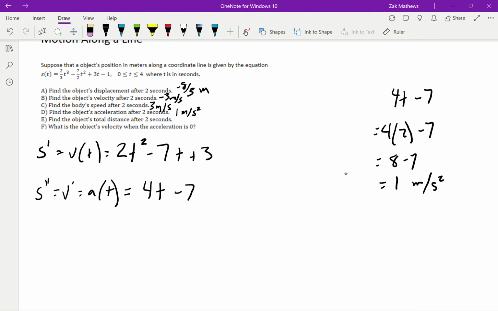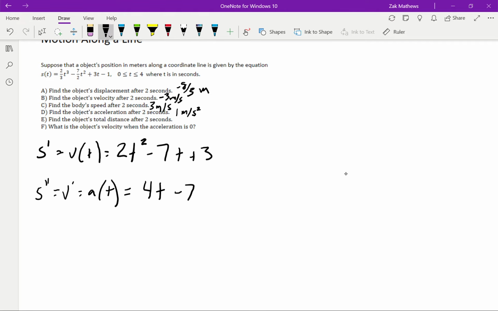Acceleration is also a vector, so you will always keep its sign with it. It does matter if you're accelerating versus decelerating. There's not a speed equivalent of acceleration. If you were asked for the magnitude of the acceleration, if you want to know just the absolute value of it, you'd be asked for exactly that: the magnitude of the acceleration.